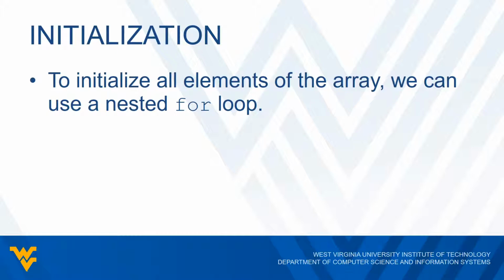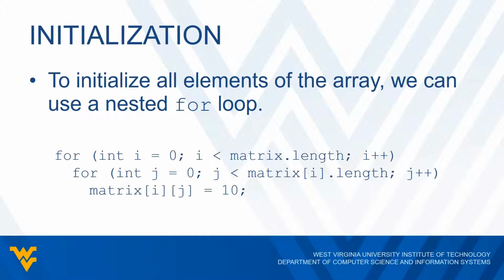If we want to initialize all the elements of our array, we can just use a nested for loop. So here's an example where we're initializing all the elements in the array to 10. The first for loop will take a look at each row of our array, and then the second for loop will take a look at each column.